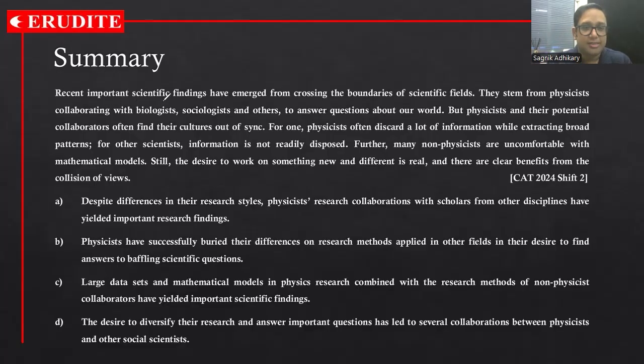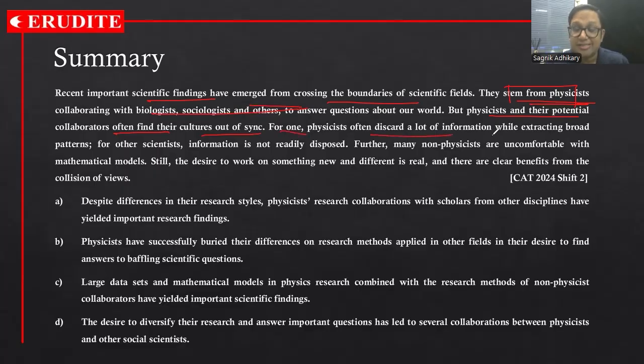We see here, recent important scientific findings have emerged from crossing boundaries of scientific fields. This is from the perspective of physicists. They stem from physicists collaborating with people from other fields, biologists, sociologists, etc., to answer questions. But physicists and their potential collaborations often find their cultures out of sync. Next up, this passage talks about certain problems, hindrances, hurdles to this collaboration between physicists and other fields. Two reasons are given primarily.